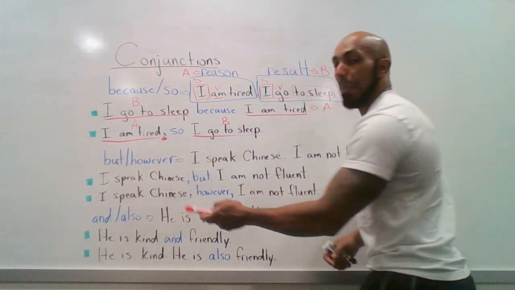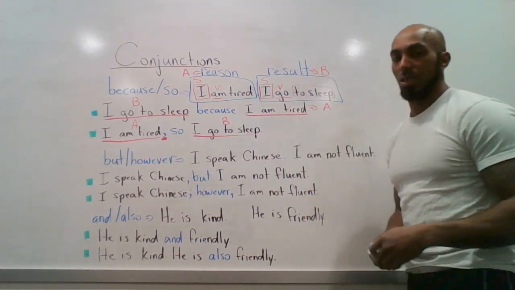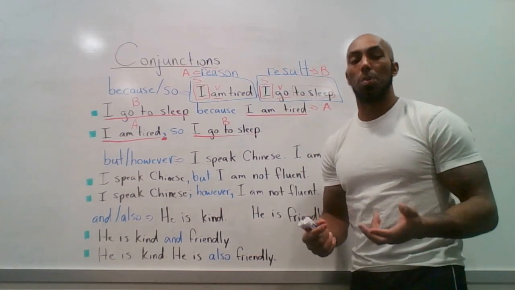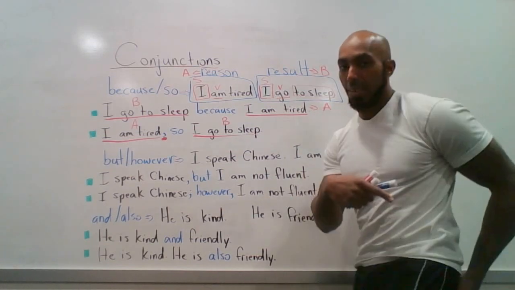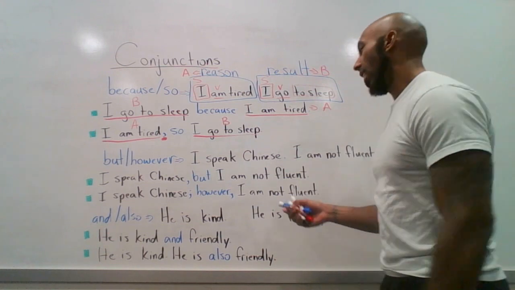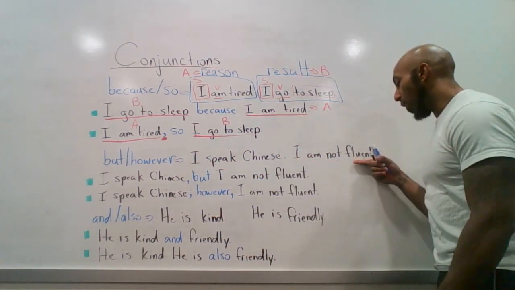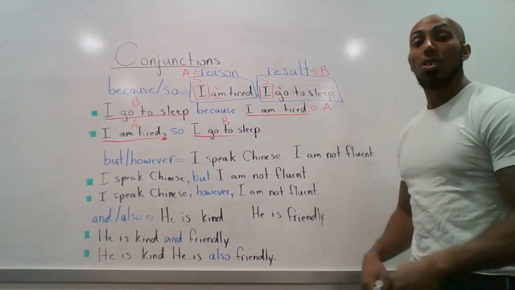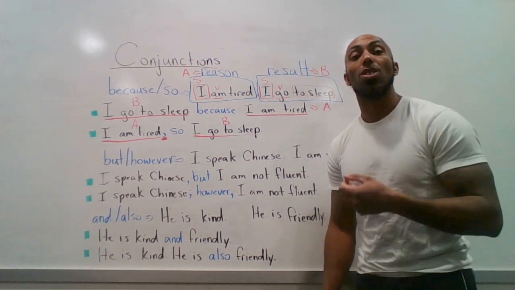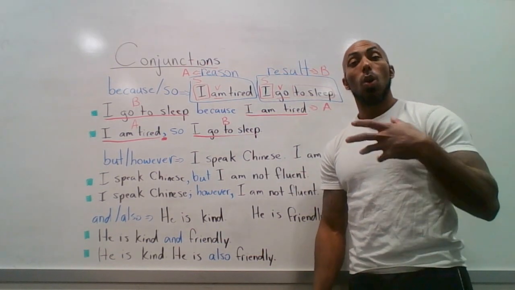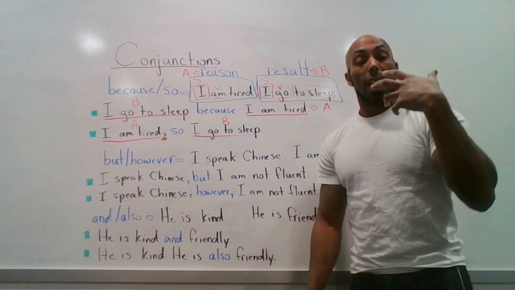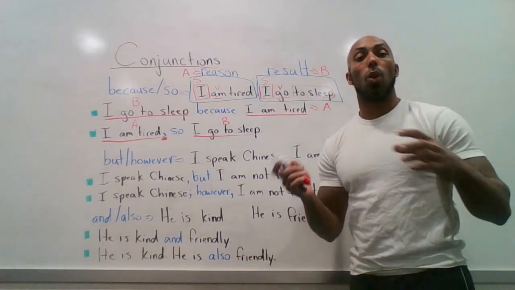Now let's talk about but and however. Everybody knows but. I speak Chinese. I am not fluent. Fluent means you speak a language like a person who has spoken that language for their whole life.